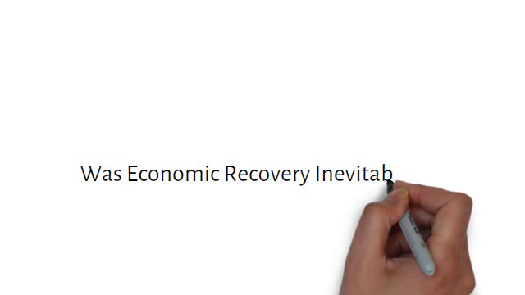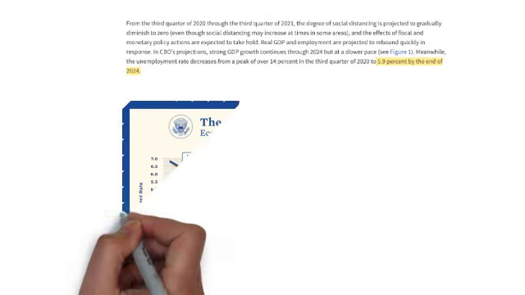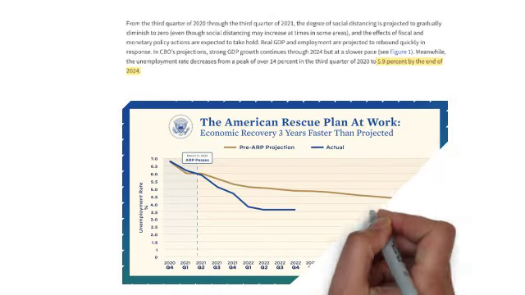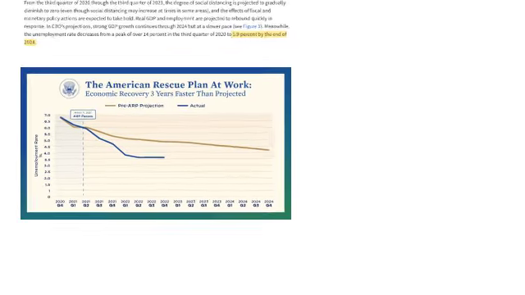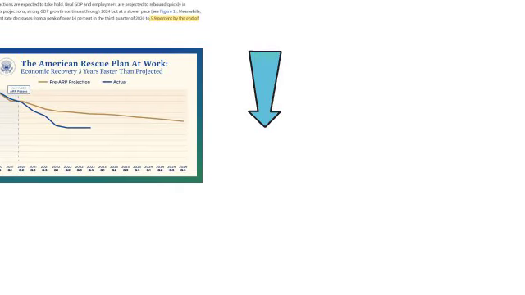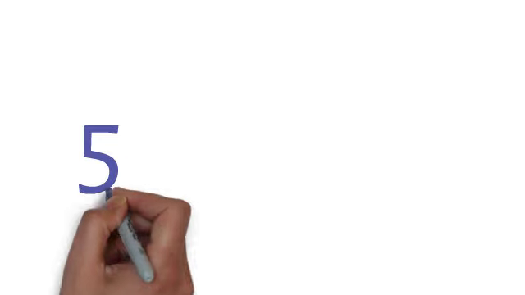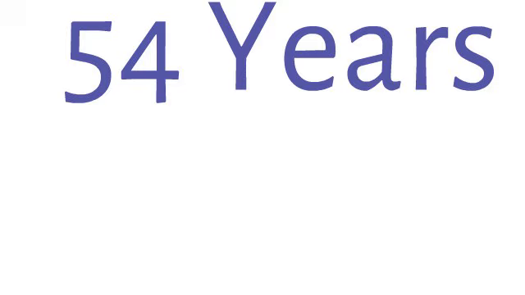Was economic recovery inevitable? In 2020, the CBO produced a report projecting we would have 5.9% inflation by the end of 2024. Instead, we've been hovering near 4% for the last 3 years, well ahead of schedule. In February 2023, it hit 3.4%, the lowest rate in 54 years before the Fed raised interest rates to curb inflation.